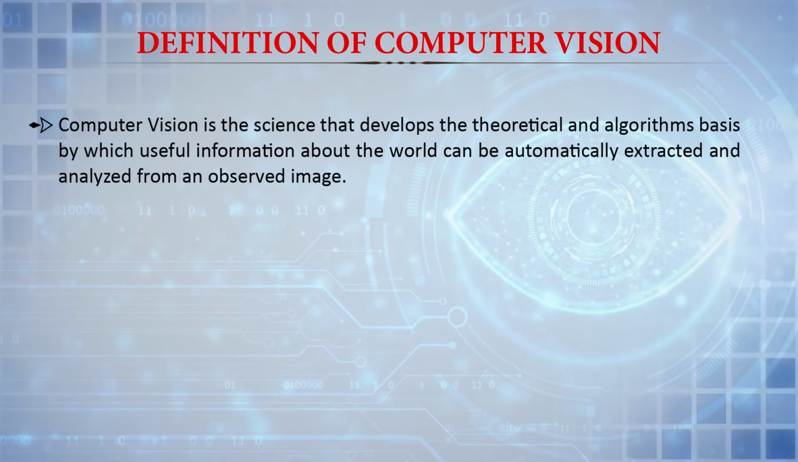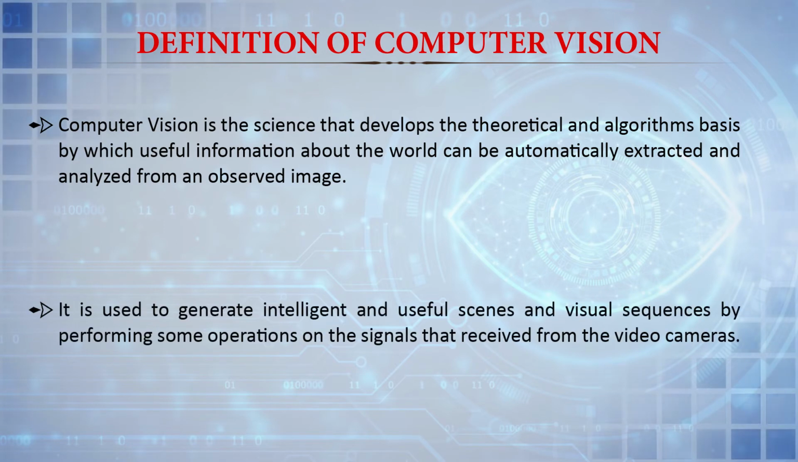So, having this background, let us define in technical terms what computer vision is. Computer vision is the science that develops the theoretical and algorithmic basis by which useful information about the world can be automatically extracted and analyzed from an observed image. It is used to generate intelligent and useful scenes and visual sequences by performing some operations on signals received from the video cameras. So, what are the goals of computer vision?